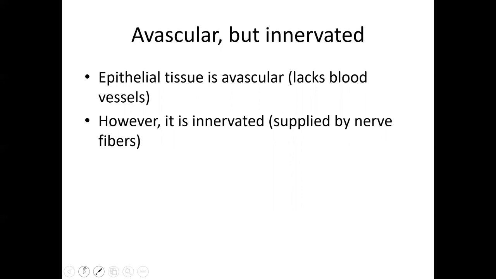So it's avascular, but it's innervated. Innervated means that it has a nerve supply. There are neurons that go there. You have sensory neurons going, in this case, to the skin. It's innervated, but there aren't blood vessels going through it. The blood vessels are in deeper tissue. So epithelial tissue, avascular, but innervated.